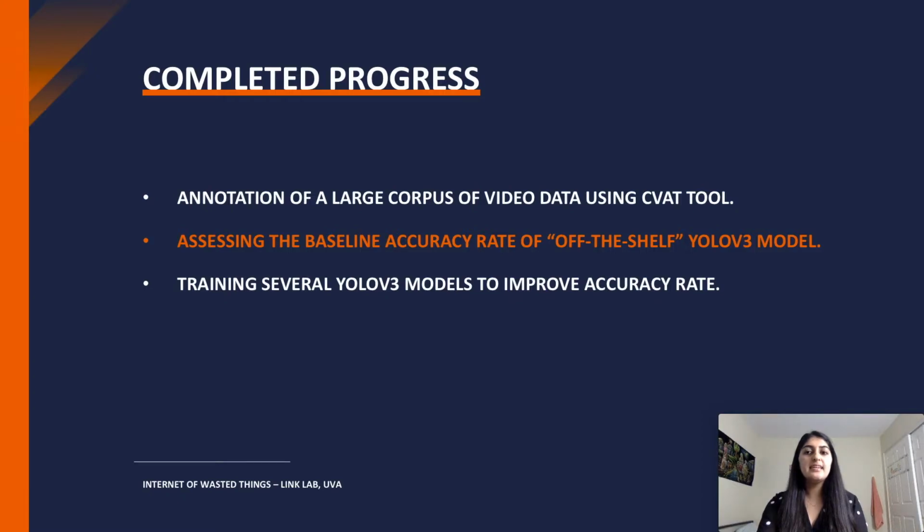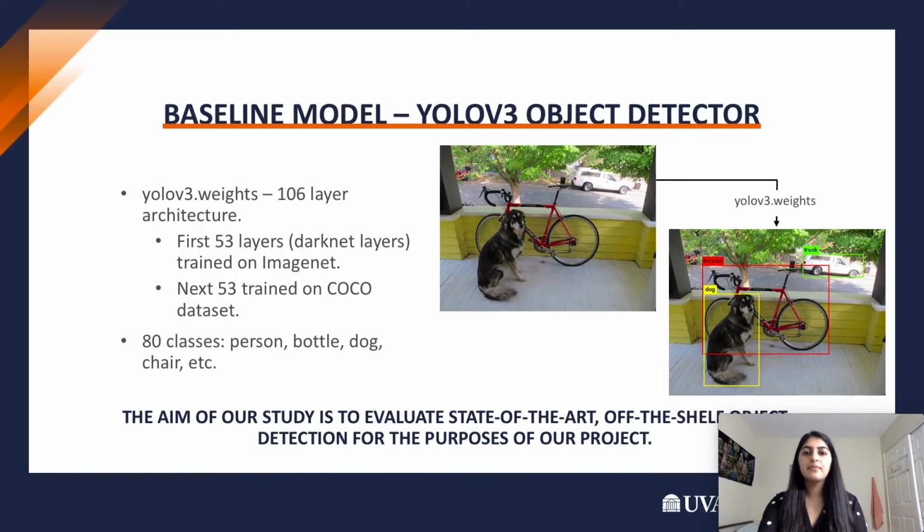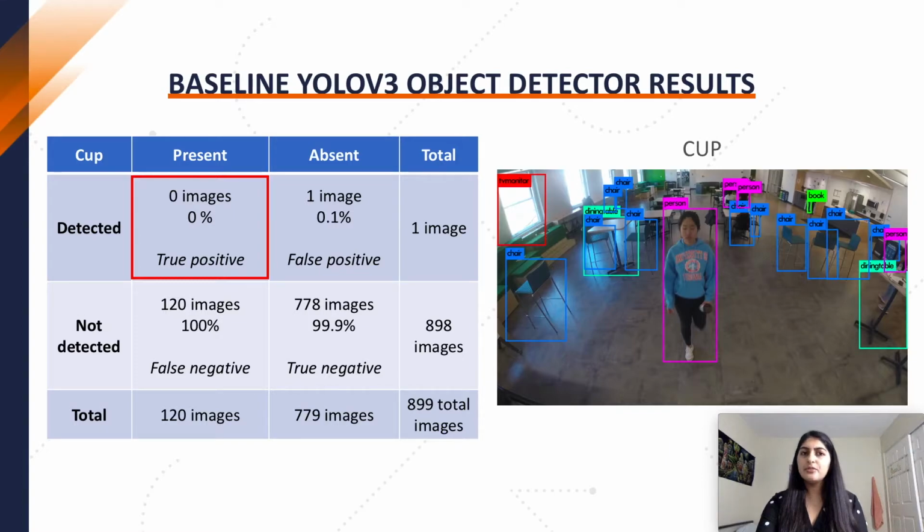Then, after making a steady dataset, we wanted to determine how a baseline object detector would perform. We continued to work with the YOLO V3 object detector library. To give some insight, the off-the-shelf model has 106 layers where the first 53 are trained on ImageNet and the second 53 are trained on the COCO dataset, both of which are well-known open-source image datasets. The model is trained for 80 generic classes. On the side here, you can see how YOLO performs on a basic image of a dog and a bicycle. But how did it perform for us?